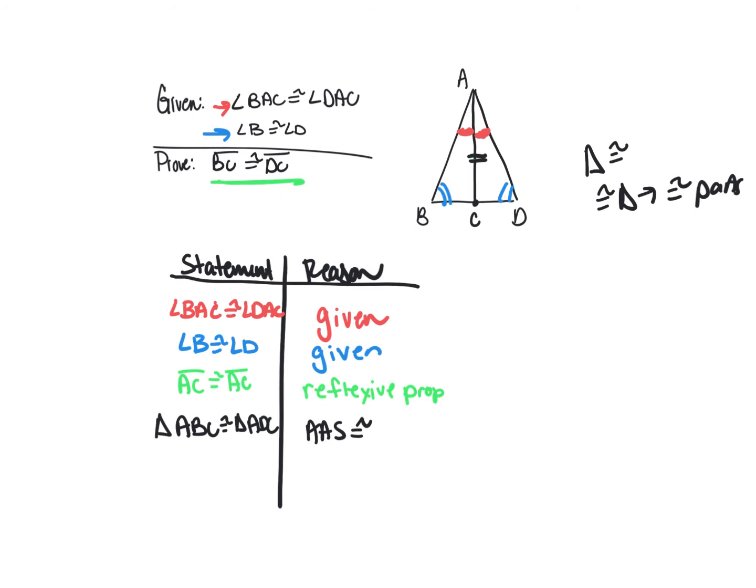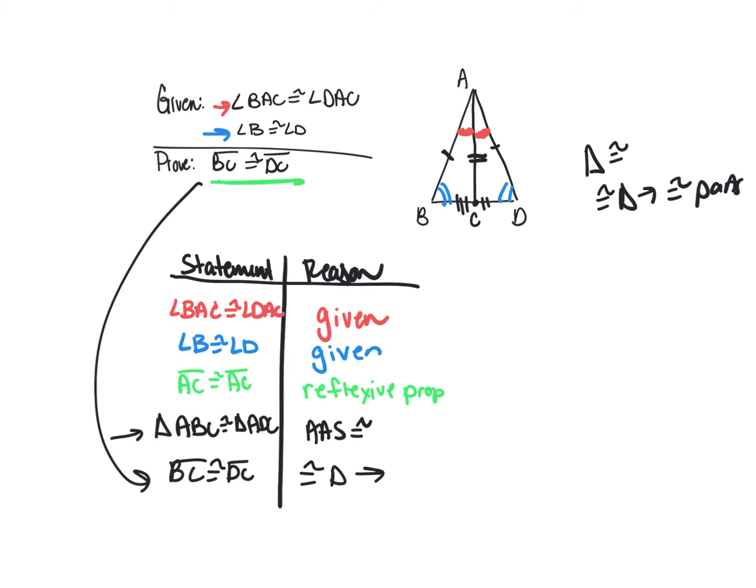Then, once I know my triangles are congruent, everything about them must be congruent, so I could mark up all these other sides. And then I could put this statement down here. I know that BC is congruent to DC, and that is because congruent triangles yield congruent parts.